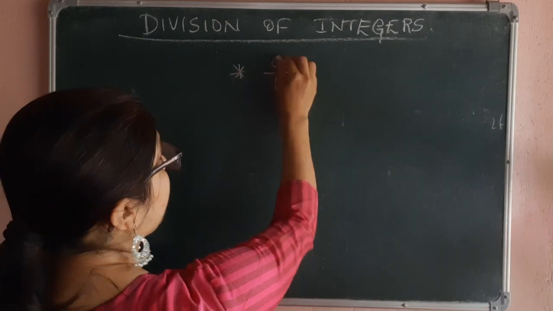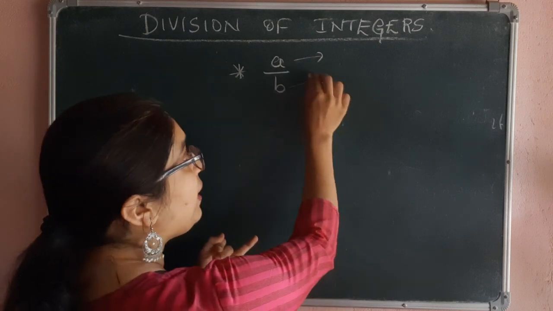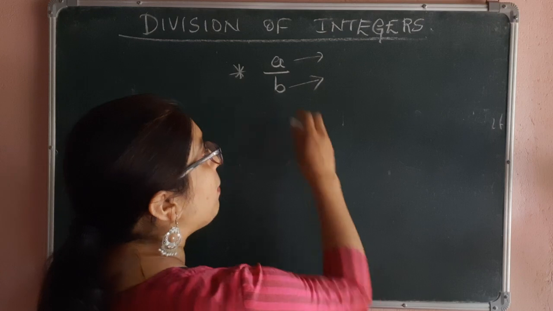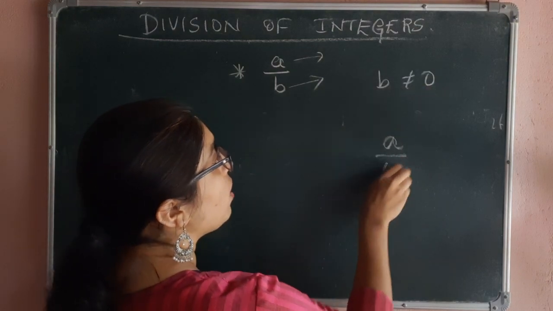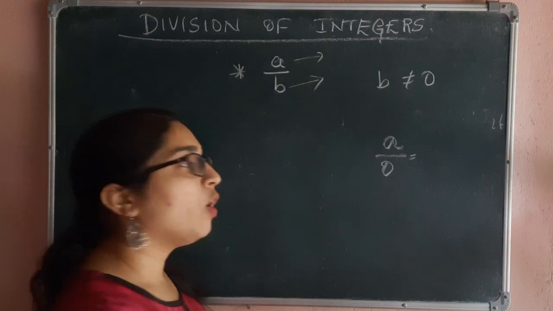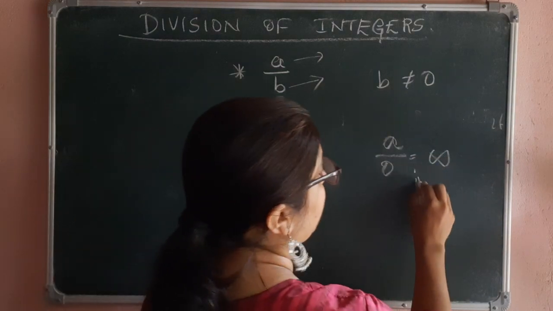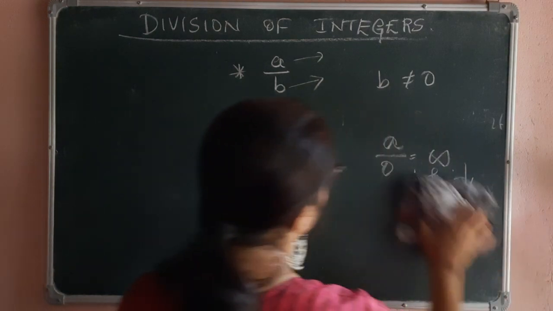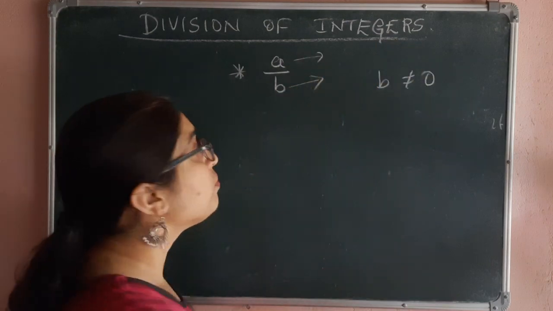Here a can be a positive integer or a negative integer. b can be a positive integer or a negative integer. But normally b will not be equal to 0, because a by 0 is undefined, or we can also consider that as infinity. Or you can write undefined. So normally b should not be equal to 0 when we are dividing.